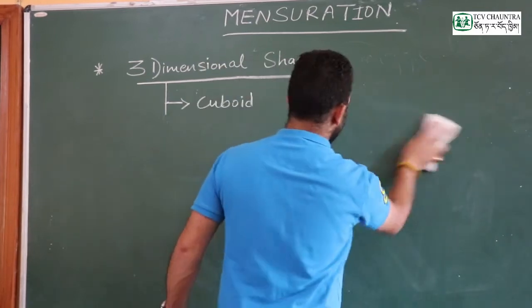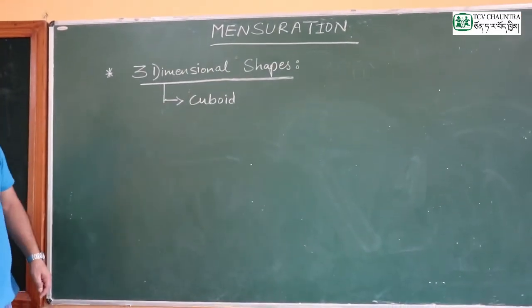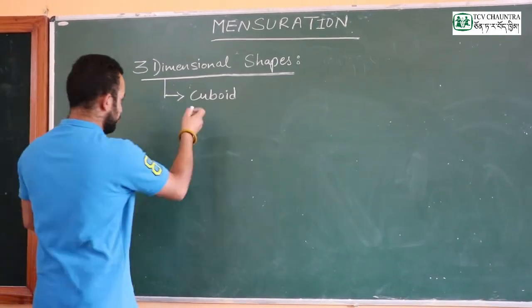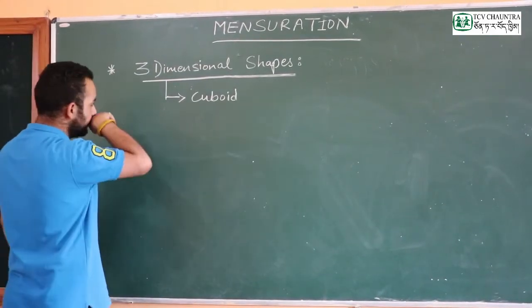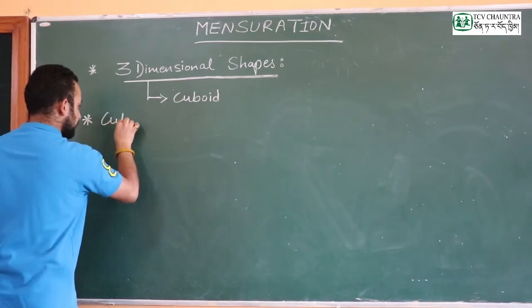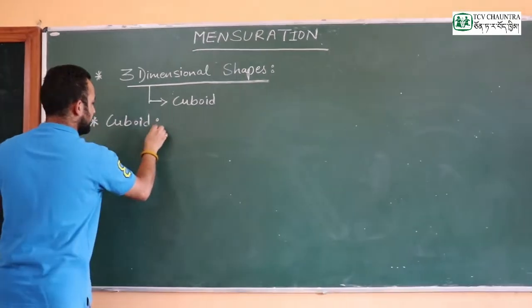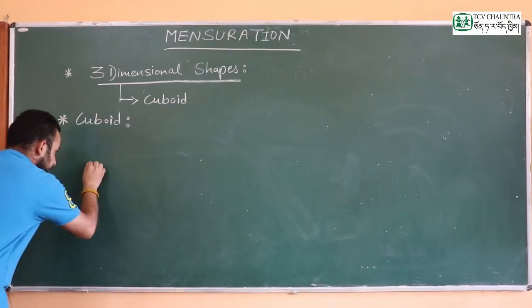Okay class. Now, today we are going to learn about the first three-dimensional figure, that is the cuboid. Okay, so first of all, we will make a diagram of the cuboid.